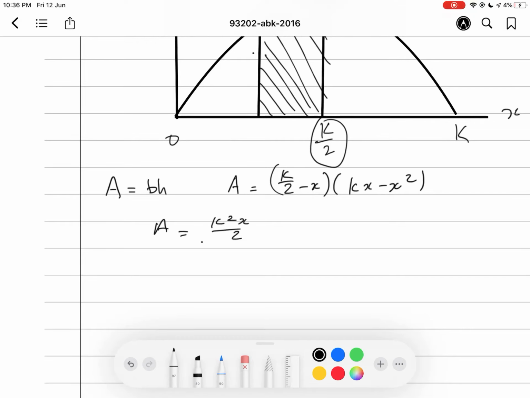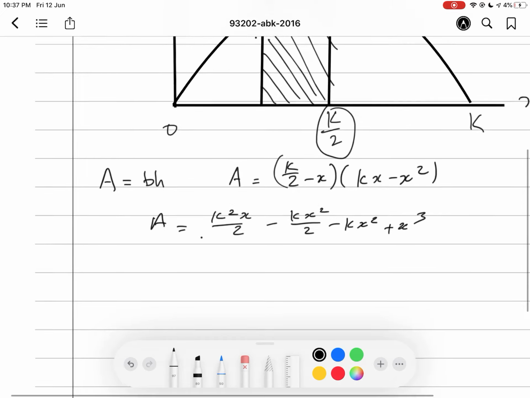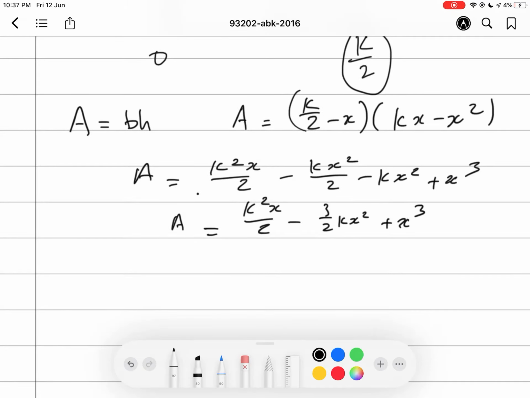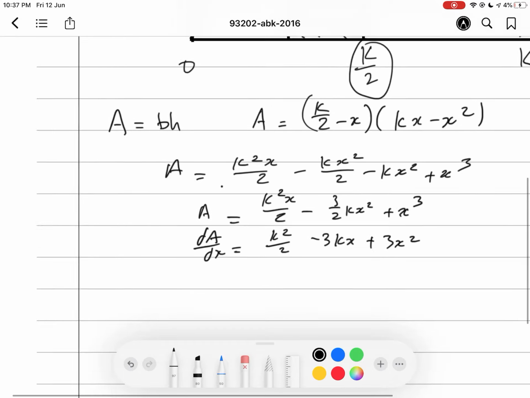So we get k squared x over 2 minus kx squared over 2 minus kx squared plus x to the power 3. Let's simplify this a little: area equals k squared x over 2 minus 3 over 2 kx squared plus x to the power 3. Now we need to differentiate with respect to x, because k is a constant and x is the one that's changing, since we're changing the x value whenever we move the rectangle. So dA over dx equals k squared over 2 minus 3kx plus 3x squared.